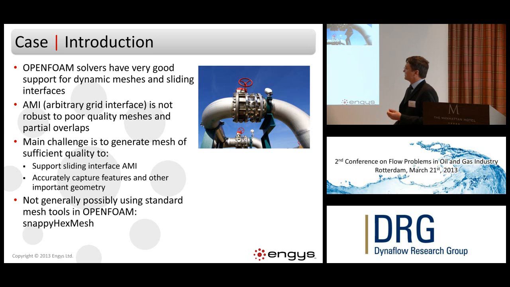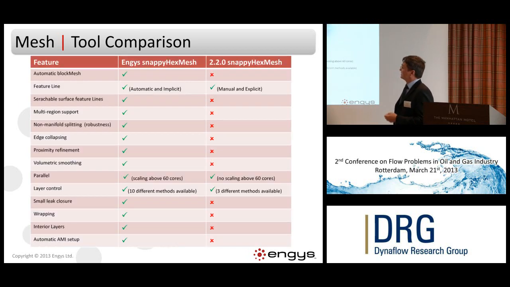Also, with something like a valve, feature edges and shading around the sharp corners are very important, and these haven't always been very well captured in standard OpenFOAM. That's the topic of the next few slides, to compare the standard mesher. Now, recently a new version of OpenFOAM was released, 2.2, where they made a lot of improvements to the mesh generator. Prior to this, we were a lot better. The meshing now, we're still better, but not as much better.